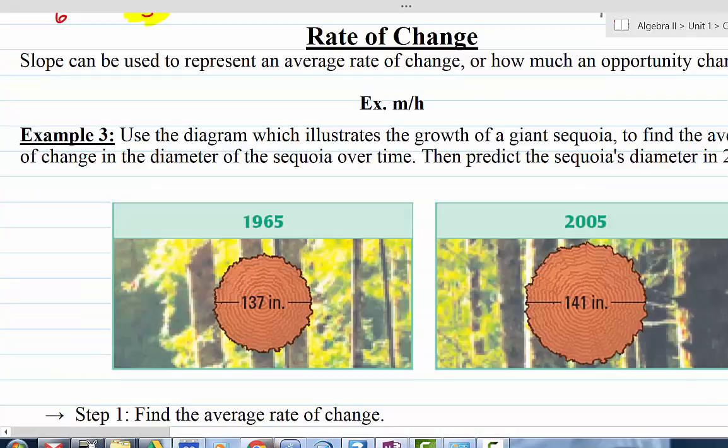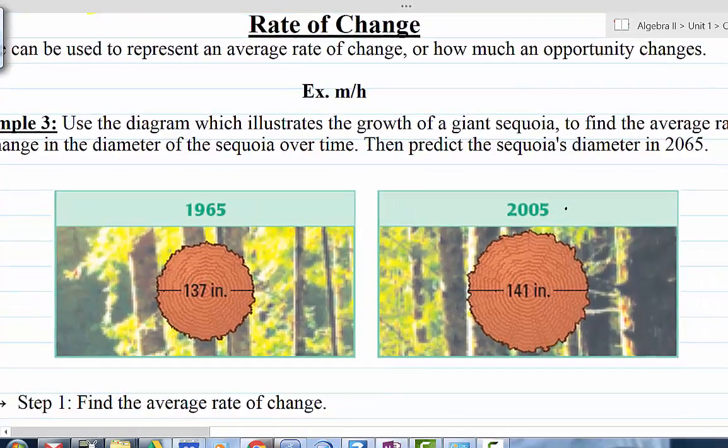Now let's represent slope as rate of change. Just like I said, slope is rate of change. Here we use a diagram which illustrates the growth of a giant sequoia to find the average rate of change in the diameter of the sequoia over time, then predict the sequoia's diameter in 2065. We can do that because we're given enough information. In 1965, the diameter was 137 inches. In 2005, the diameter was 141 inches. So that's enough data for us to find the slope.